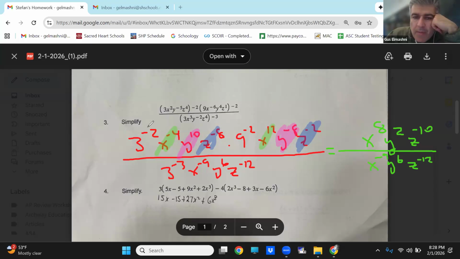Before we get too carried away, you have 3 negative 3, which actually comes up top, and the 3 squared, 9 squared go on the bottom. Okay, cool. So now 3 cubed is 27, 3 squared is 9, 9 squared is 81. Let's take care of the x's. You have 8 minus negative 9.